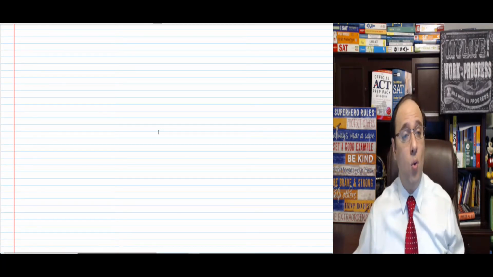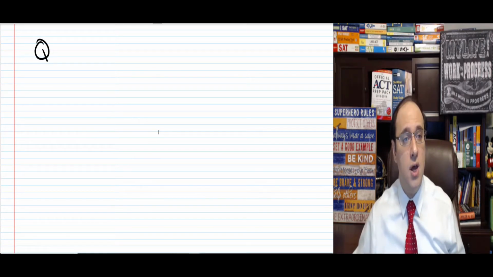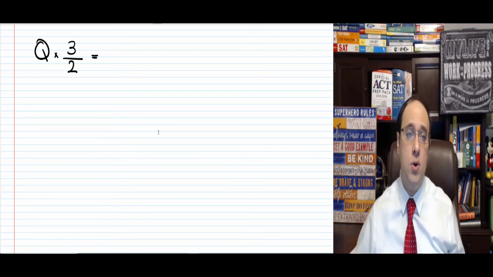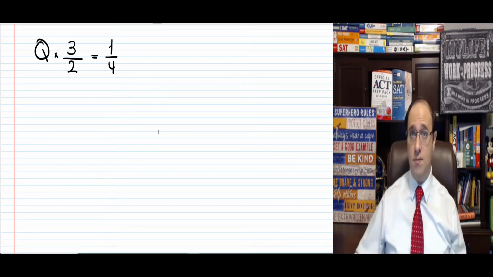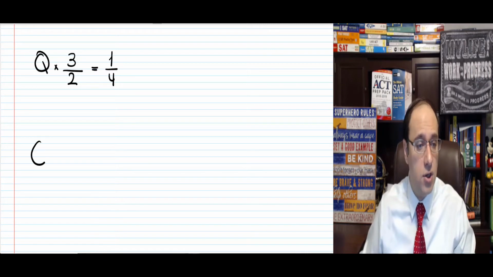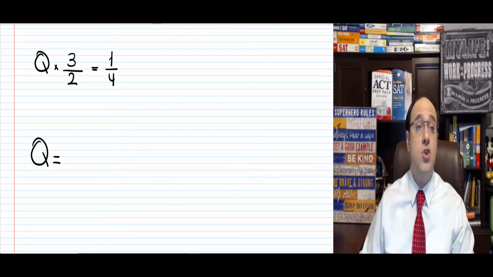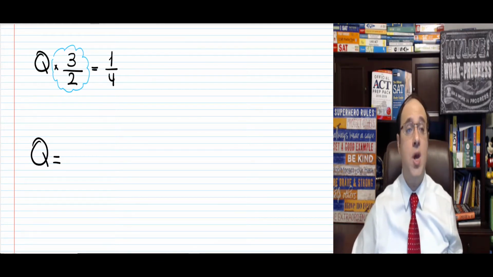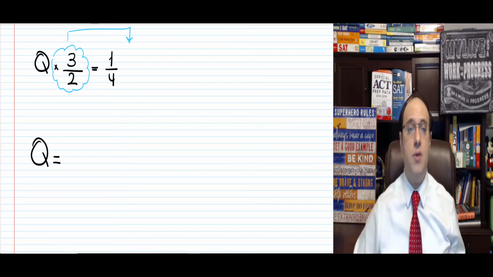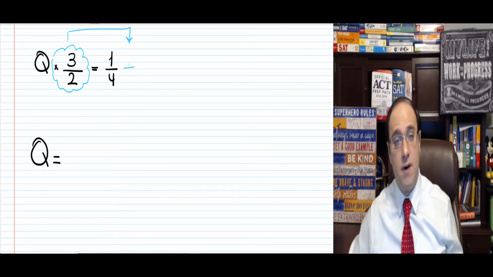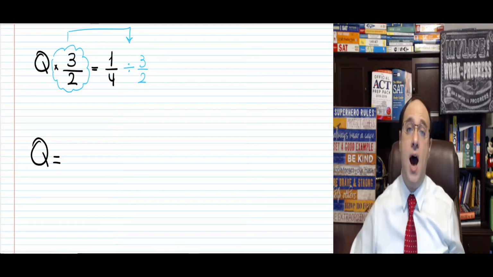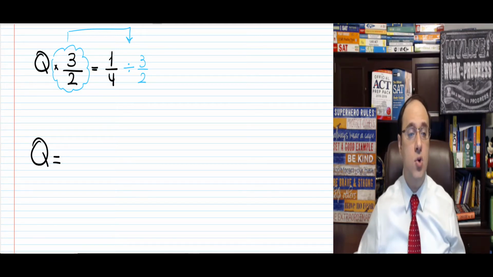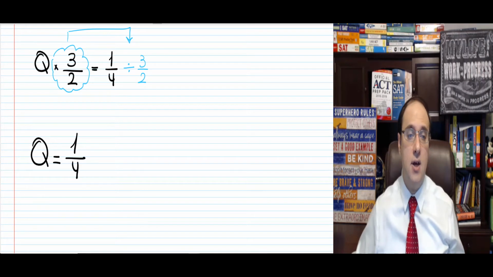Take a look here. What if I say q times 3 over 2 equals 1 over 4? Remember, I want to get q equals something. So I need to get rid of the times 3 over 2 right here. Times 3 over 2 goes to the other side of the equal sign as divided by 3 over 2. I can now rewrite this equation as q equals 1 over 4, as it is, divided by 3 over 2.